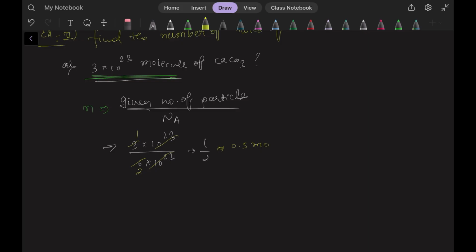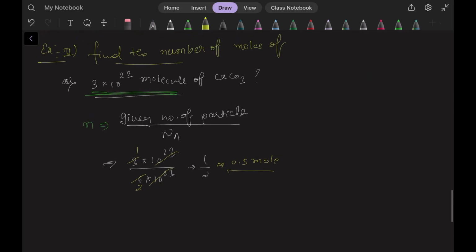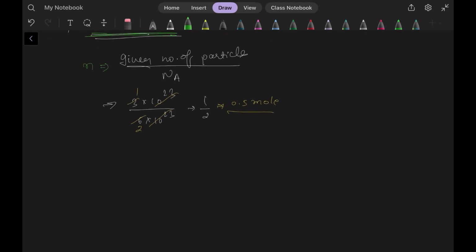It is mole. They asked what? Find the number of moles in 3 into 10 to the power of 23 molecules of calcium carbonate. This is how you need to understand. The remaining questions you just try to solve yourself.